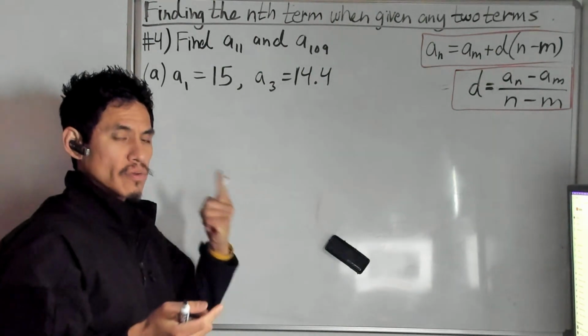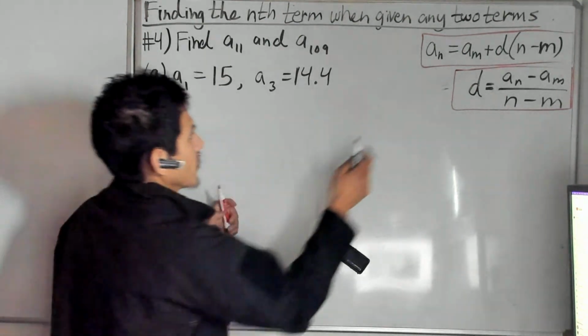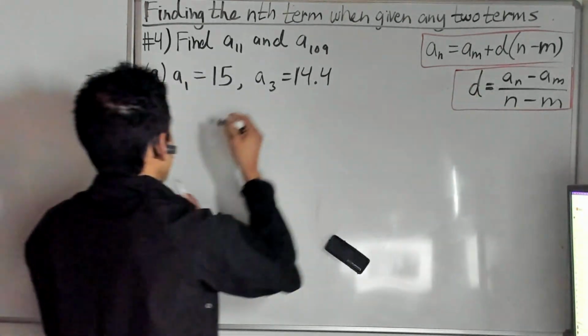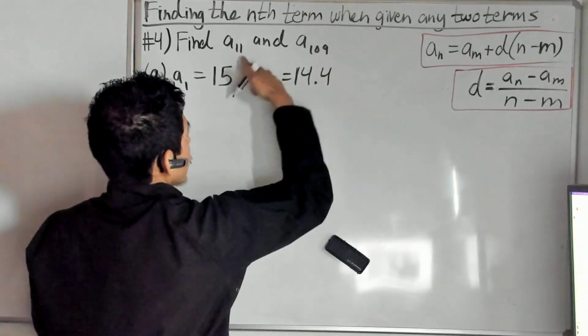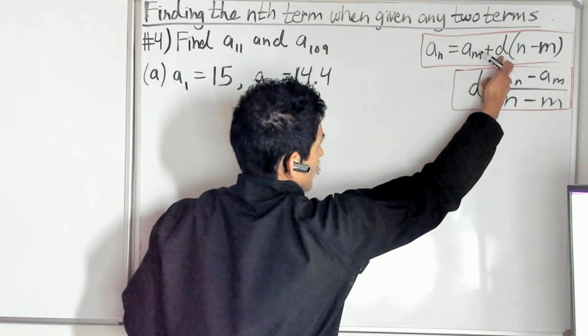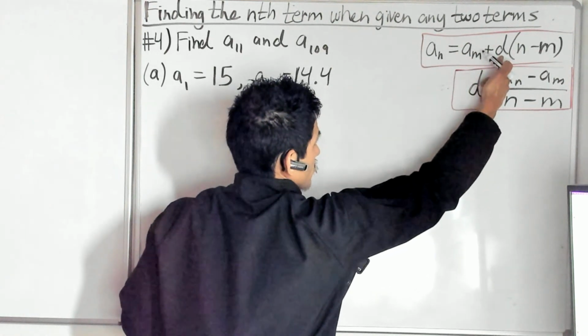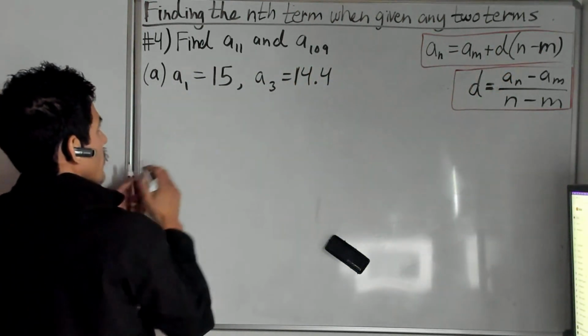So the thing you just have to make sure that you do first is to figure out the common difference. Because if we want to find A109 or A11, no matter what, we're going to need to know the common difference, D. So we need to always know the common difference, D. So let's just start there.